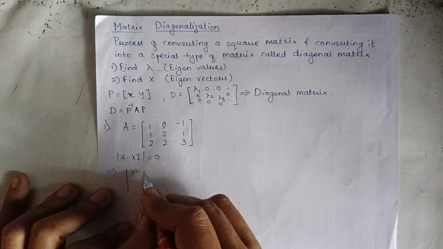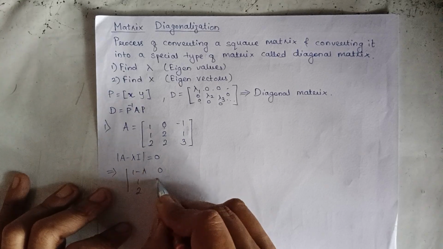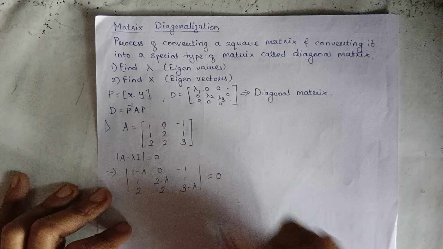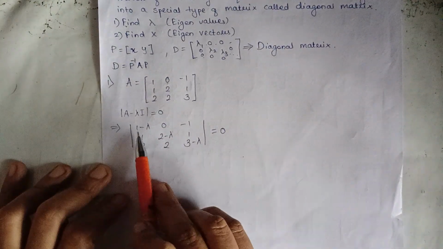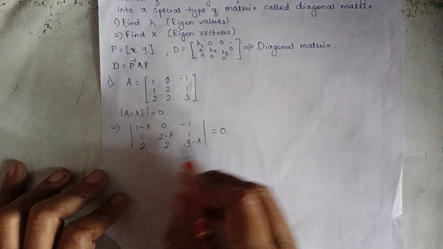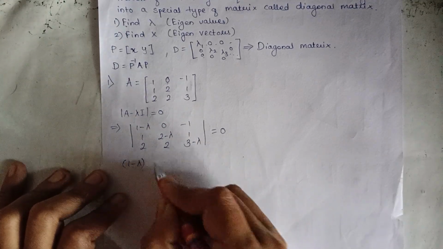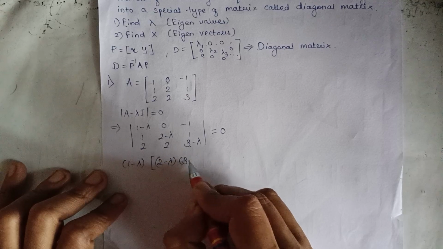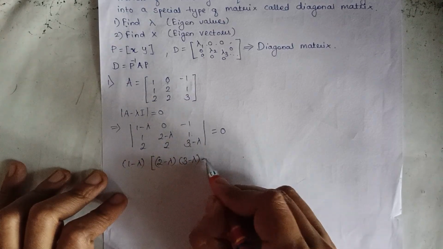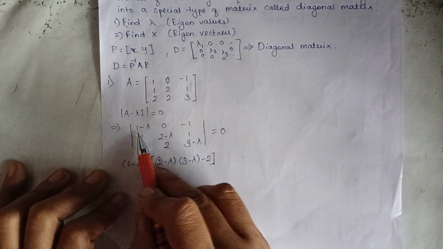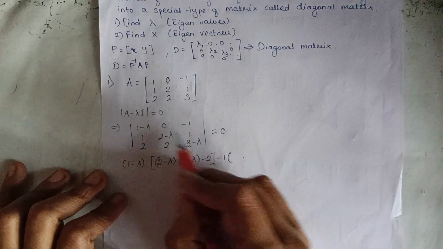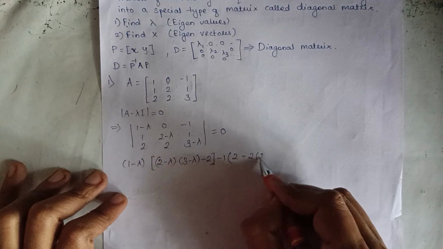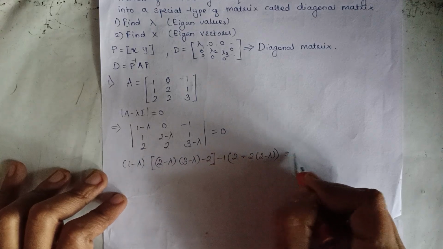So it will be 1 minus lambda, 2 minus lambda, and 3 minus lambda is equal to 0. Here I'll take this row. So going along R1, we'll get (1 minus lambda) into (2 minus lambda) into (3 minus lambda) minus 2, this is 0. The last one is minus 1. We'll get 2 into minus 2 into (2 minus lambda) equal to 0.